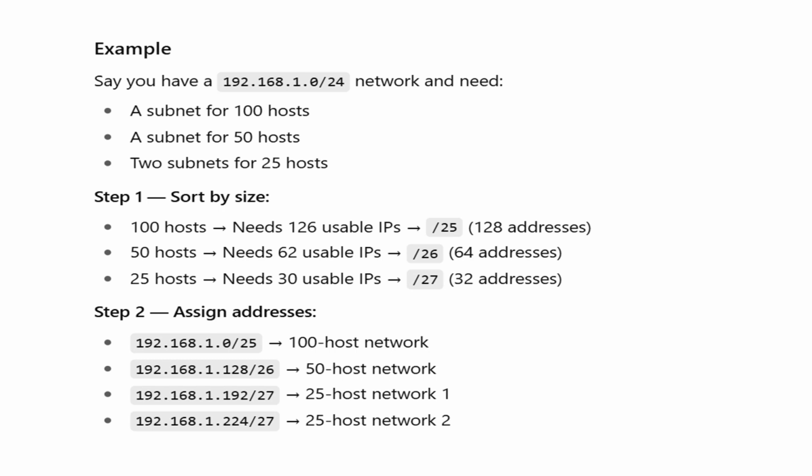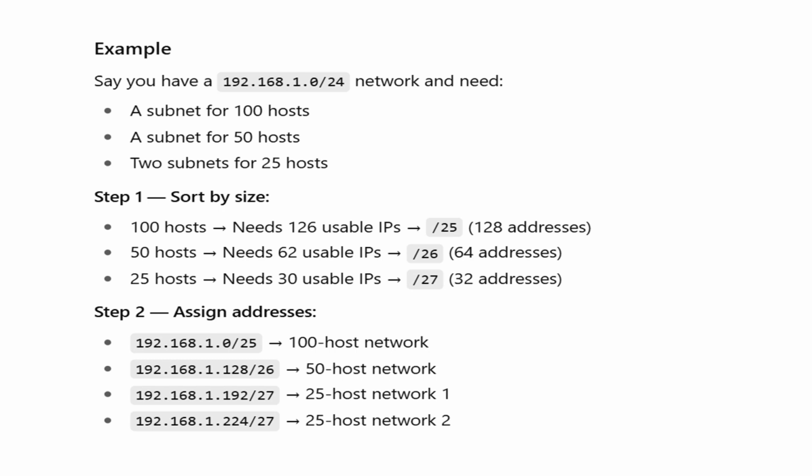This is an example for VLSM. You have an IP address 192.168.1.0/24 network and need a subnet for 100 hosts, a subnet for 50 hosts, and 2 subnets for 25 hosts. So first you have to sort by size. The maximum is 100, so one subnet consists of 100 hosts, another subnet needs 50 hosts, and 2 more subnets each require 25 hosts.